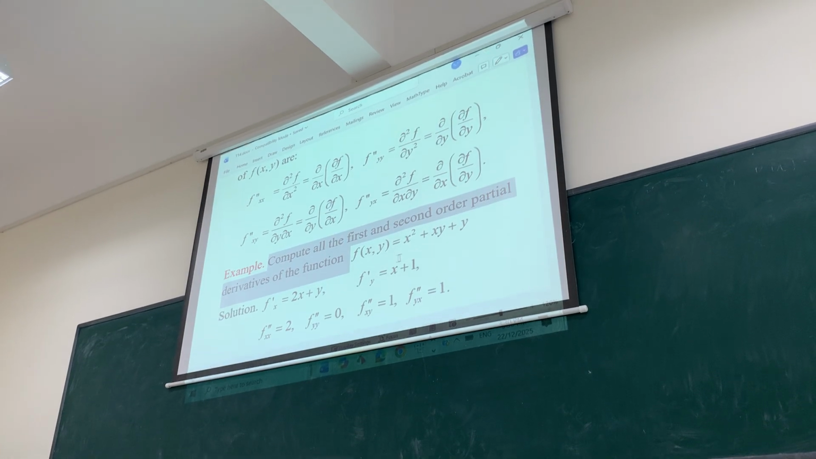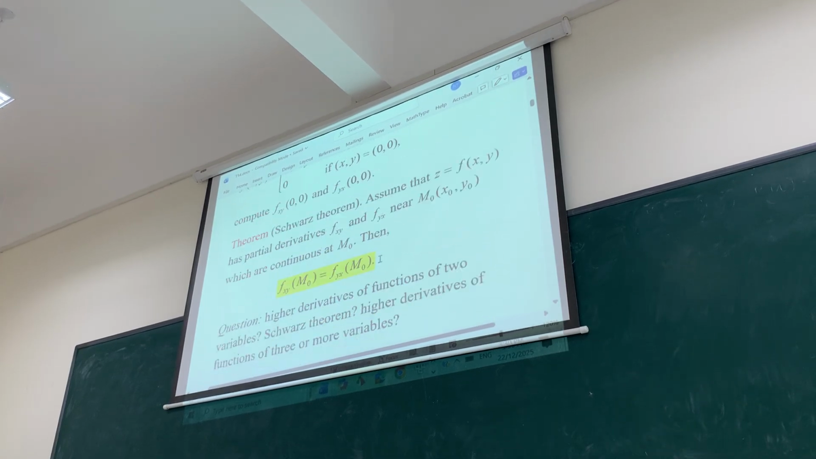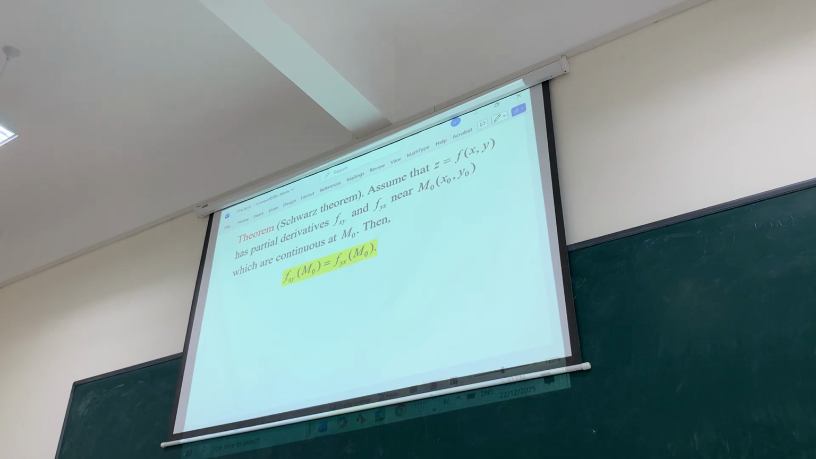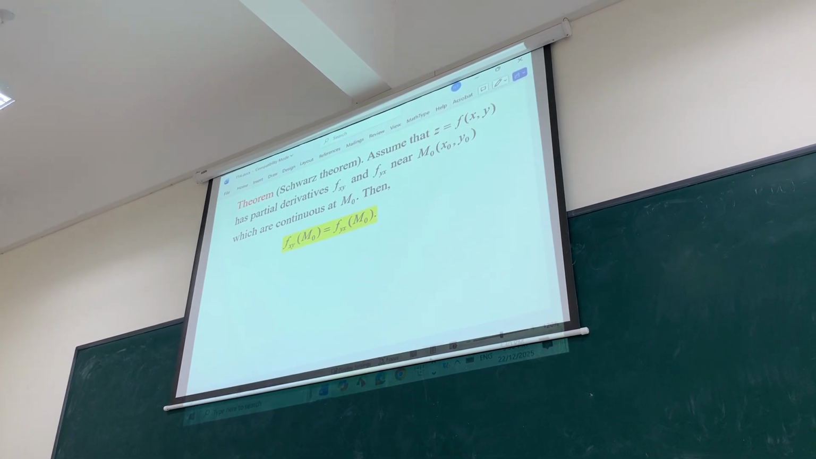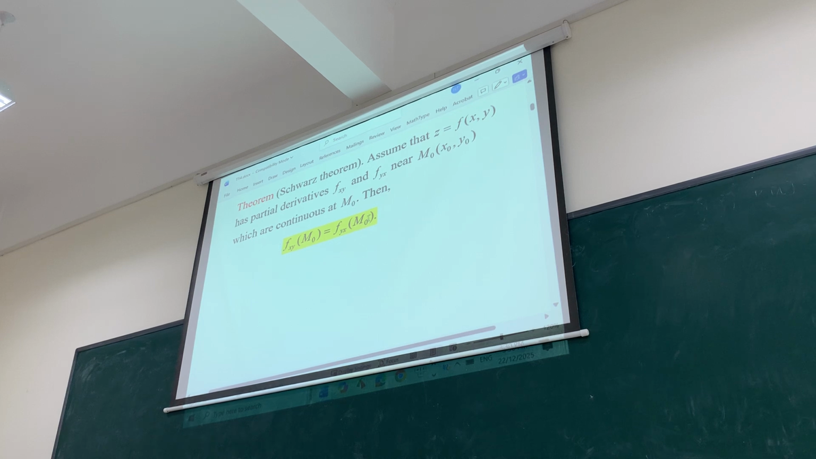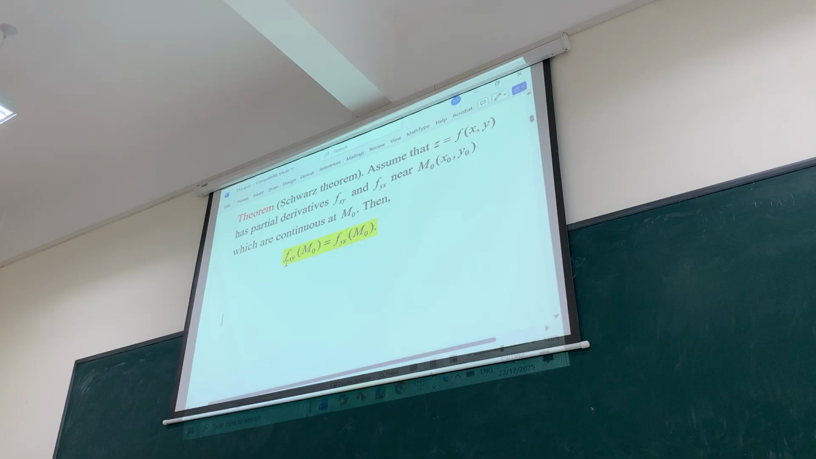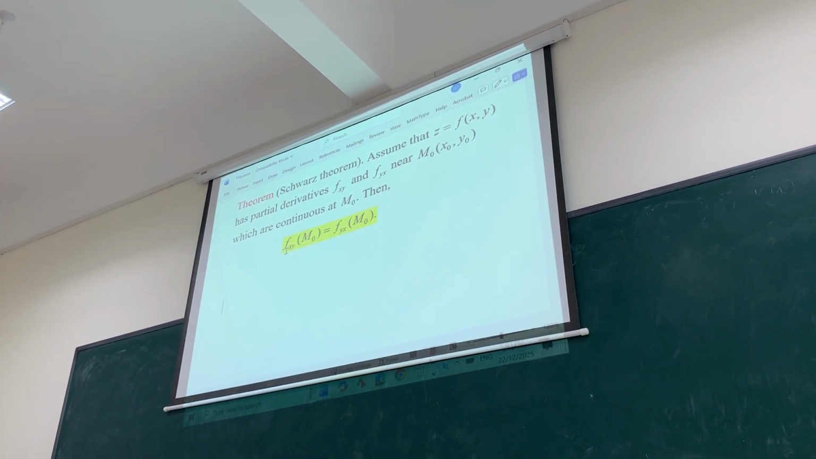Okay. Now, continue. We have a property related to the order of x and y when we take the derivative. We have the partial derivative function f with respect to x, y: x first, y second, and y first, x second have the same value.